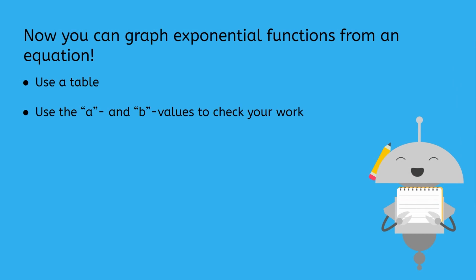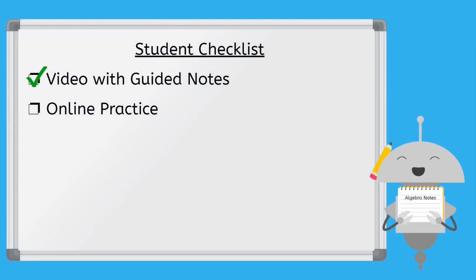Now we know how to graph an exponential function when given an equation. We use a table to evaluate the function at different x values and use those points to sketch our graph accurately. And we use what we know about the a and b values to check our work. You're likely finishing up your guided notes for this lesson. Remember, as always, to go back to any areas of confusion and get them cleared up before you take on the online practice. See you next time!